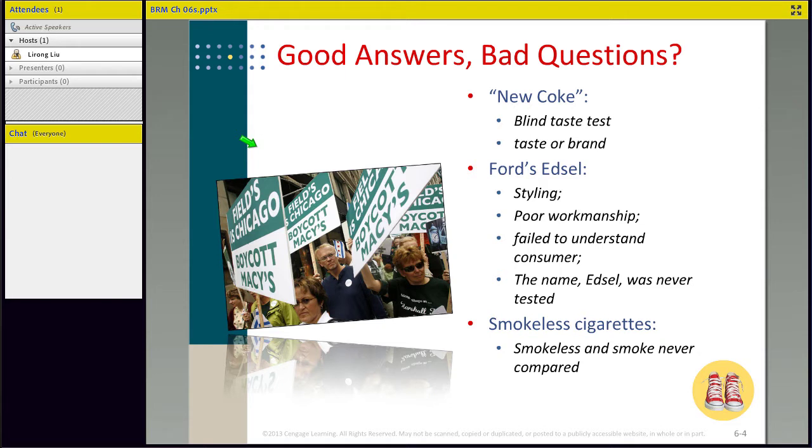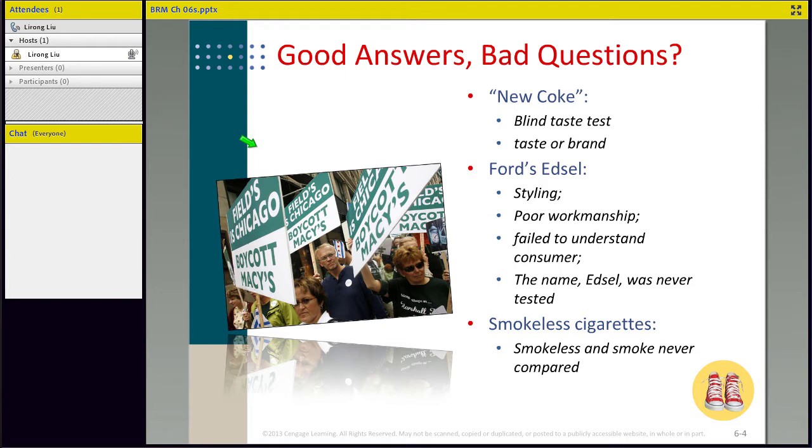It's about a new Coke. So at some point, okay, the management of Coca-Cola decides that they want to replace that old Coke with new Coke, claiming that new Coke has better taste. Okay.